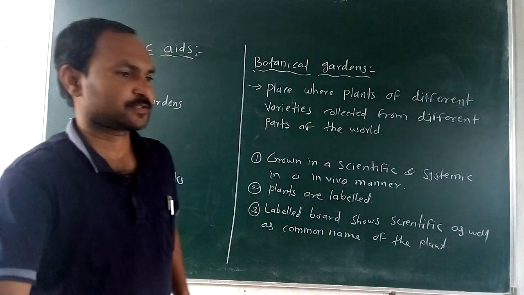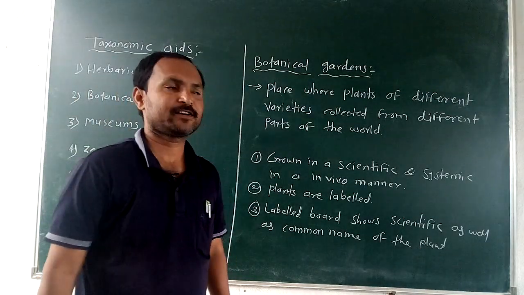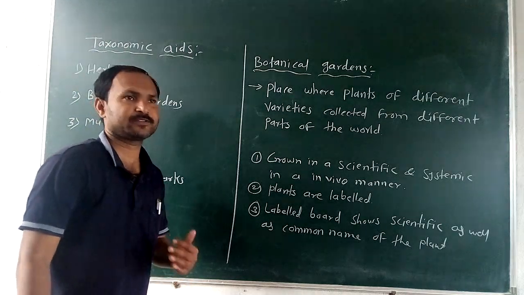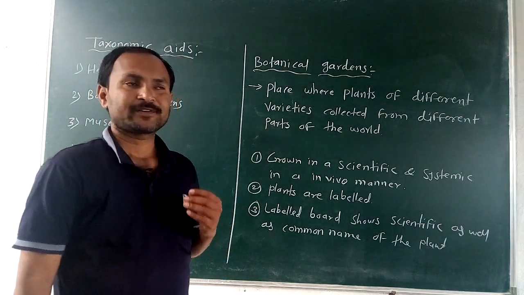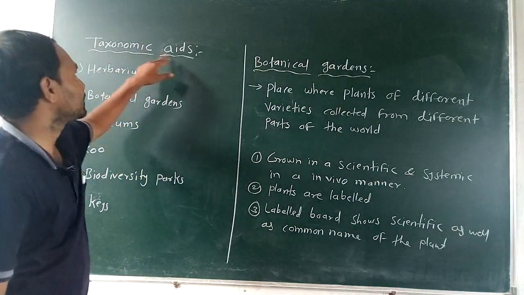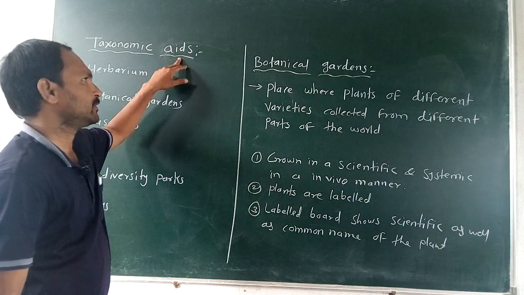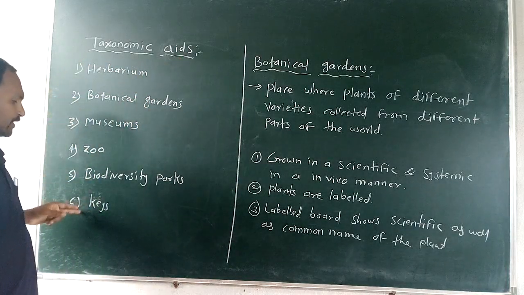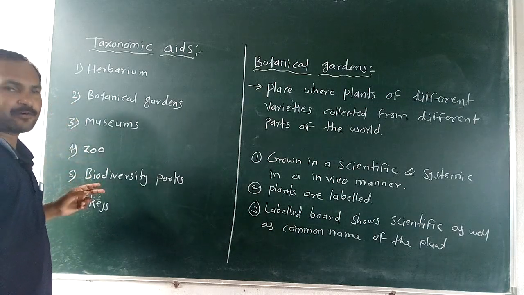Hello students. First chapter, that is the living world. In that we have seen the basic principles of life. Now our second point is started, that is the taxonomic aids. Taxonomic aids help to classify the organism. There are 6 taxonomic aids or tools to classify the living organism.